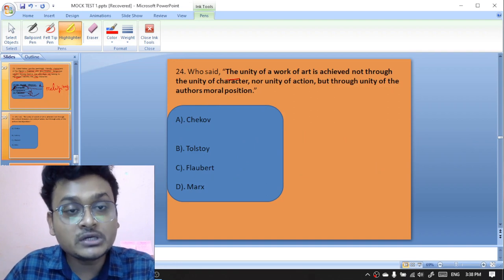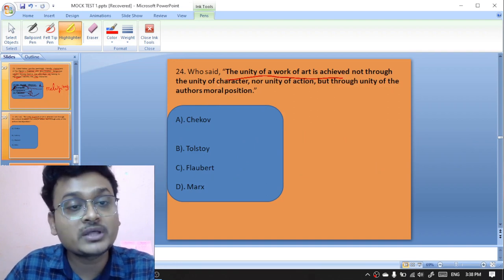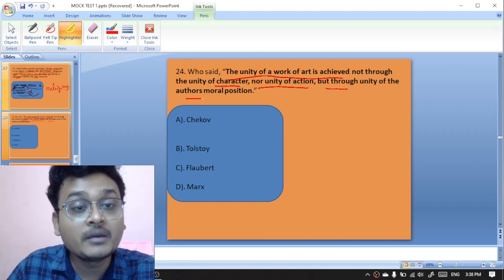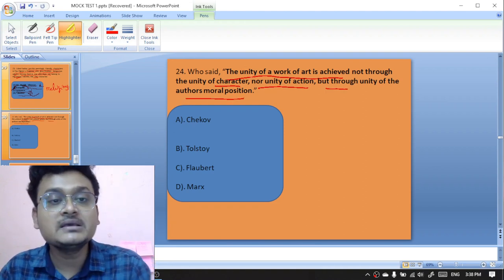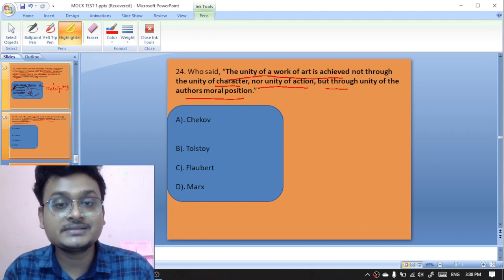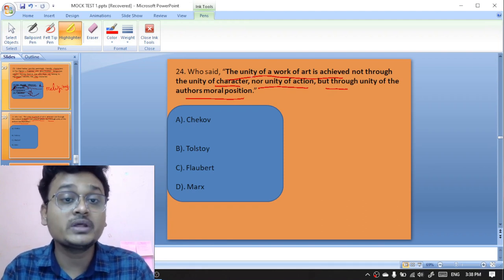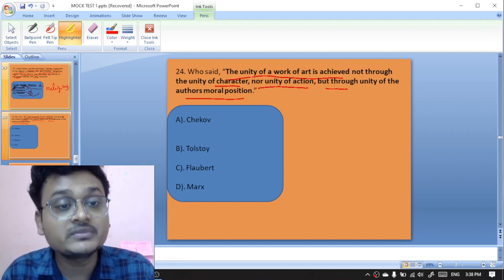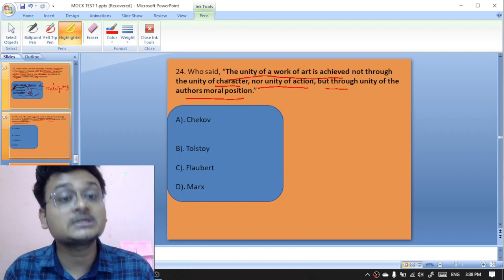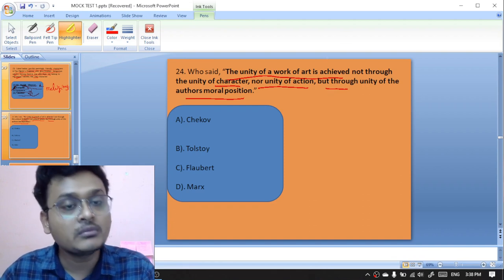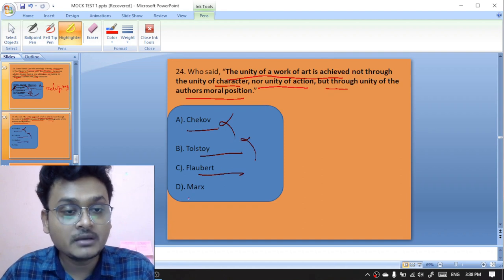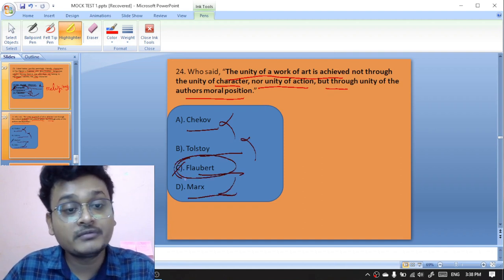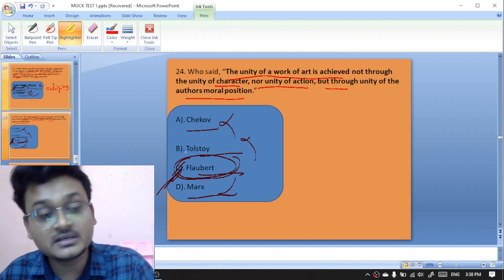Who said the unity of a work of art is achieved not through the unity of character, nor unity of action, but through the unity of the author's moral position? So here the author's moral position has been given much importance. Who said this? Chekhov, no. Tolstoy, no. Flaubert, Marx. So it was Gustave Flaubert who has said this. Flaubert is the right answer here.